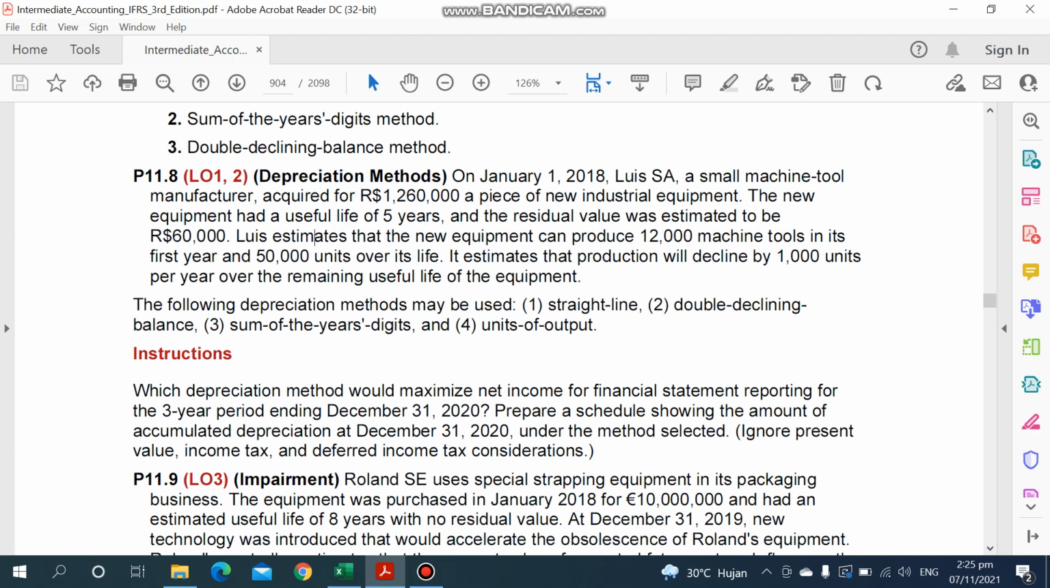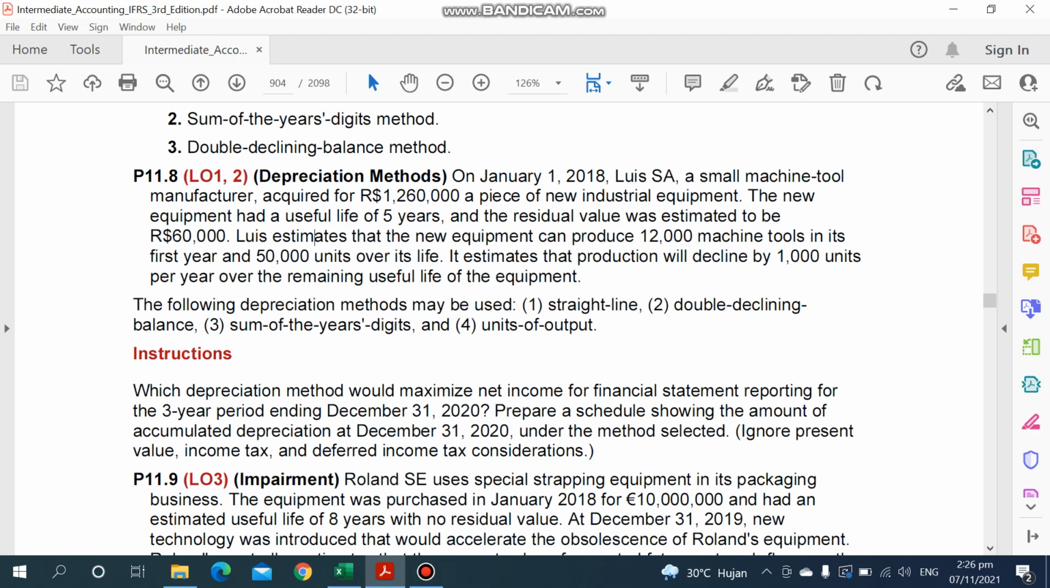Lewis estimates that the new equipment can produce 12,000 machine tools in its first year and 50,000 units over its life. It estimates that production will decline by 1,000 units per year over the remaining useful life of the equipment. The following depreciation methods may be used. 1. Straight line. The second one, double declining balance. The third one, sum of the year's digits. And fourth, units of output.